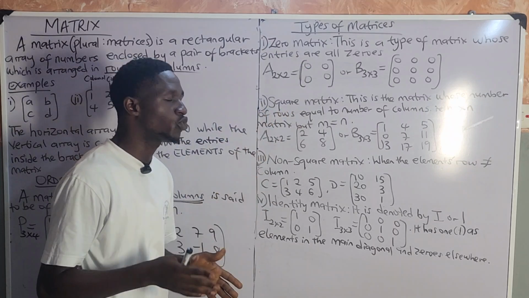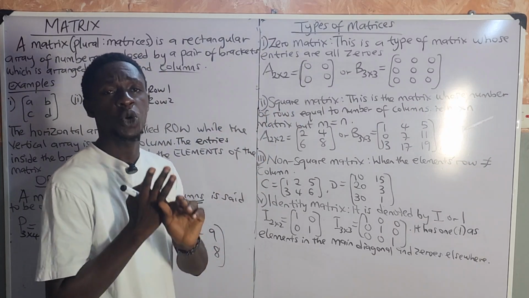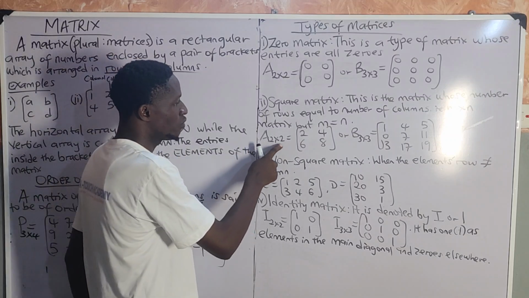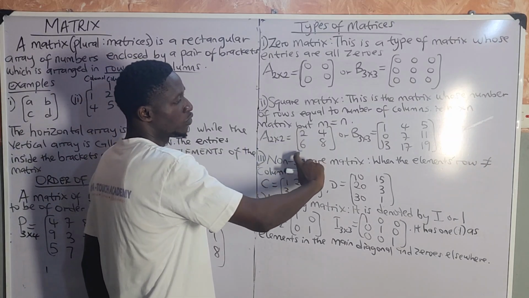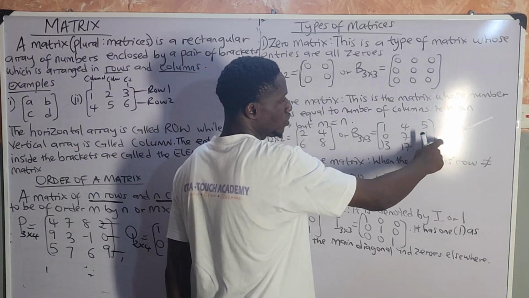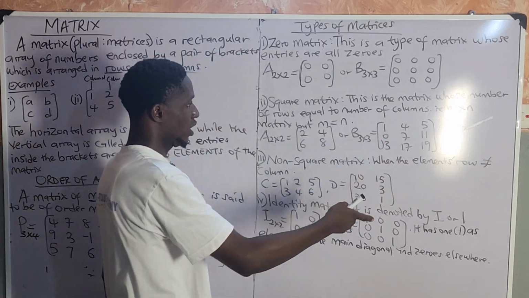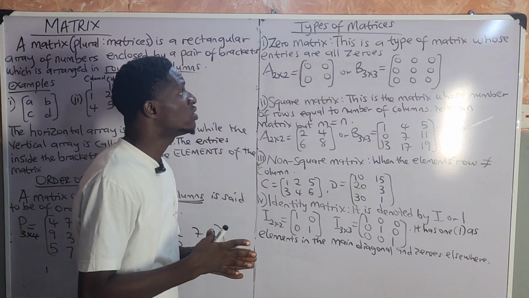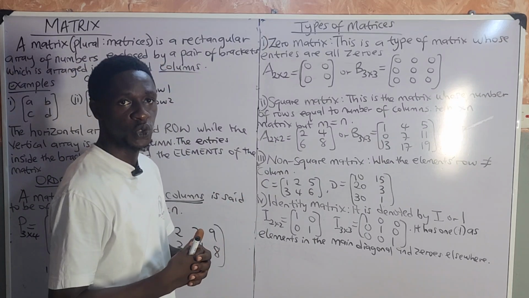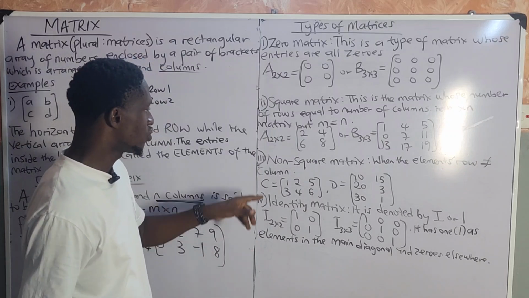Then we have the square matrix. The square matrix is when the number of rows is equal to the number of columns. You can see here I have a 2 by 2 matrix. So the number of rows is equal to the number of columns. We'll talk more about the square matrix in our next class. So let's go to the next one.